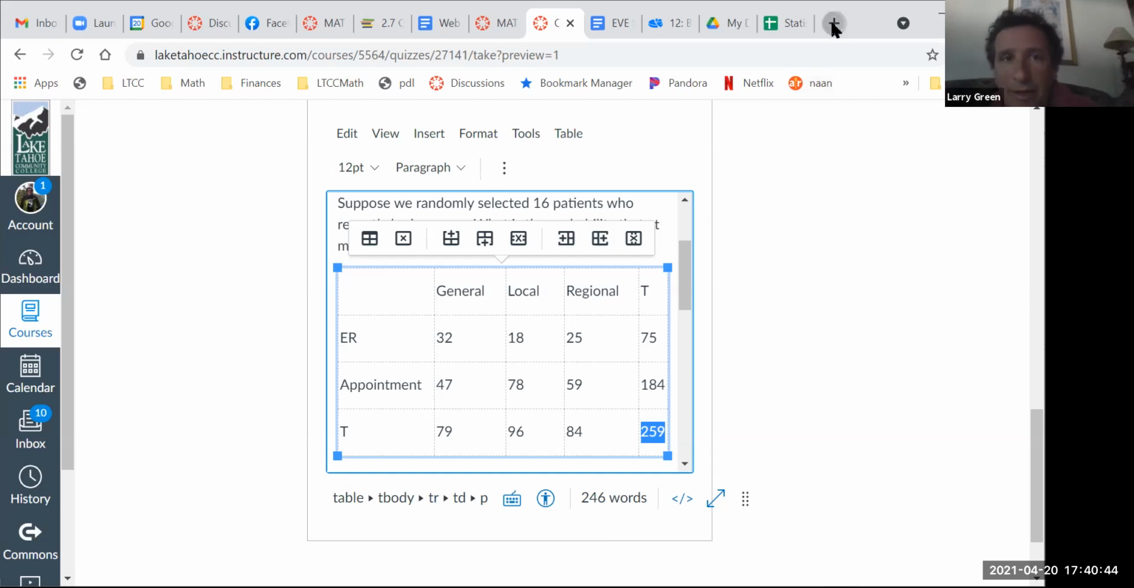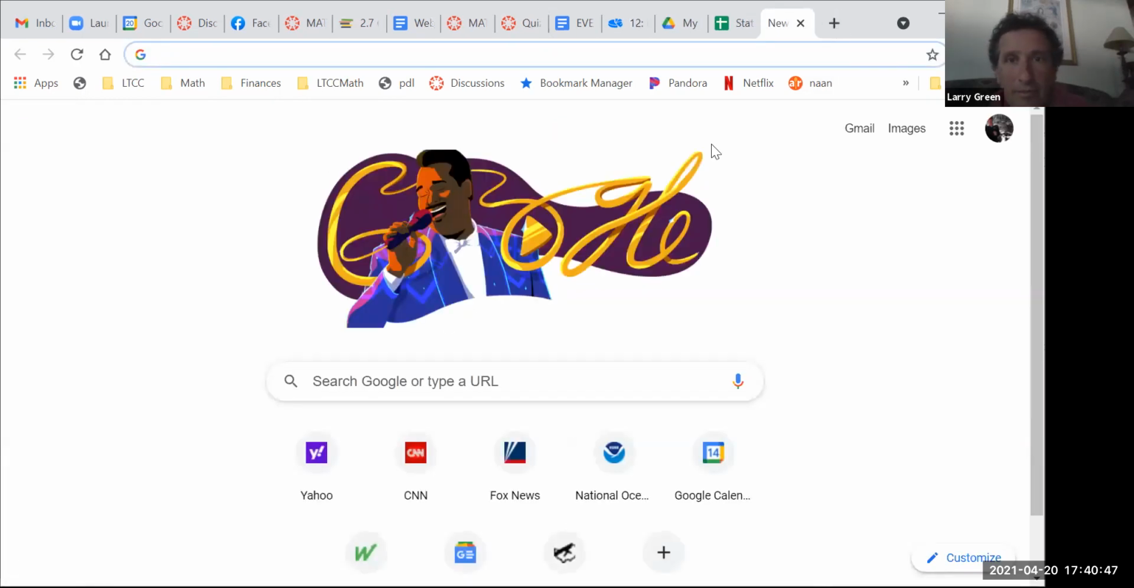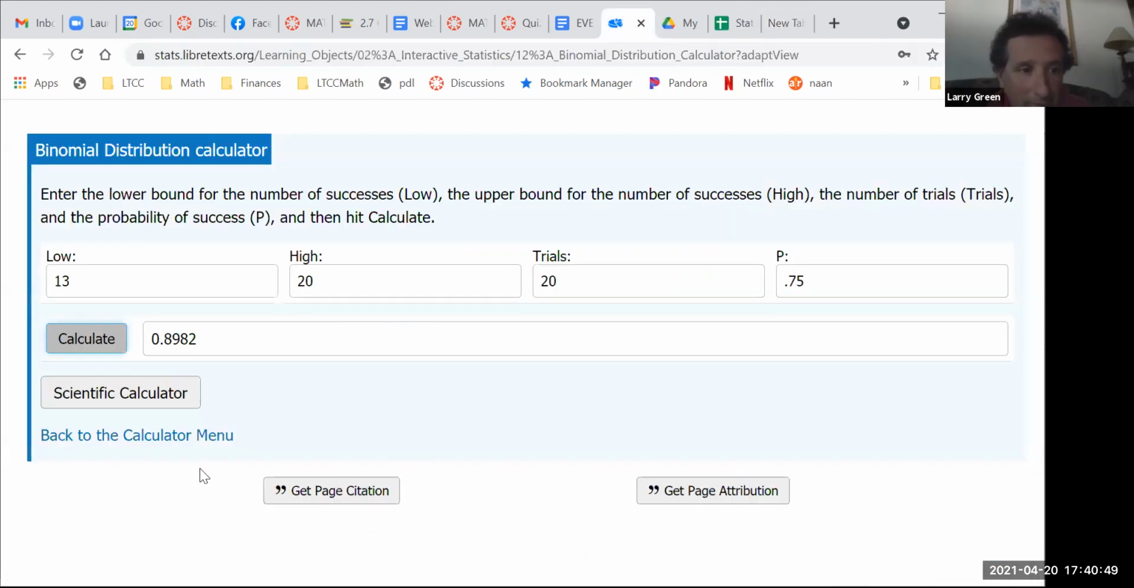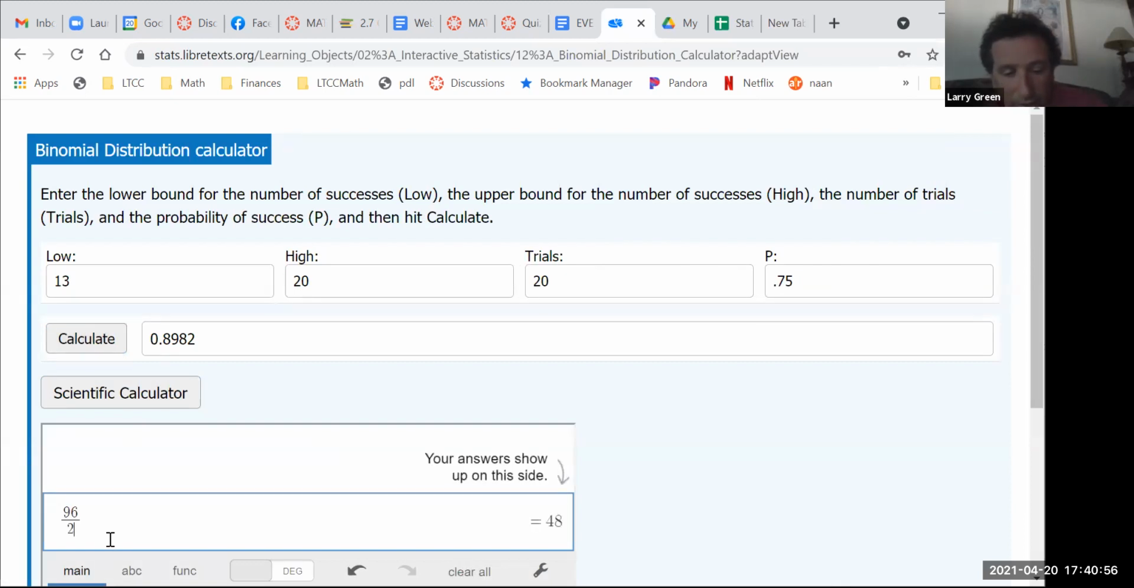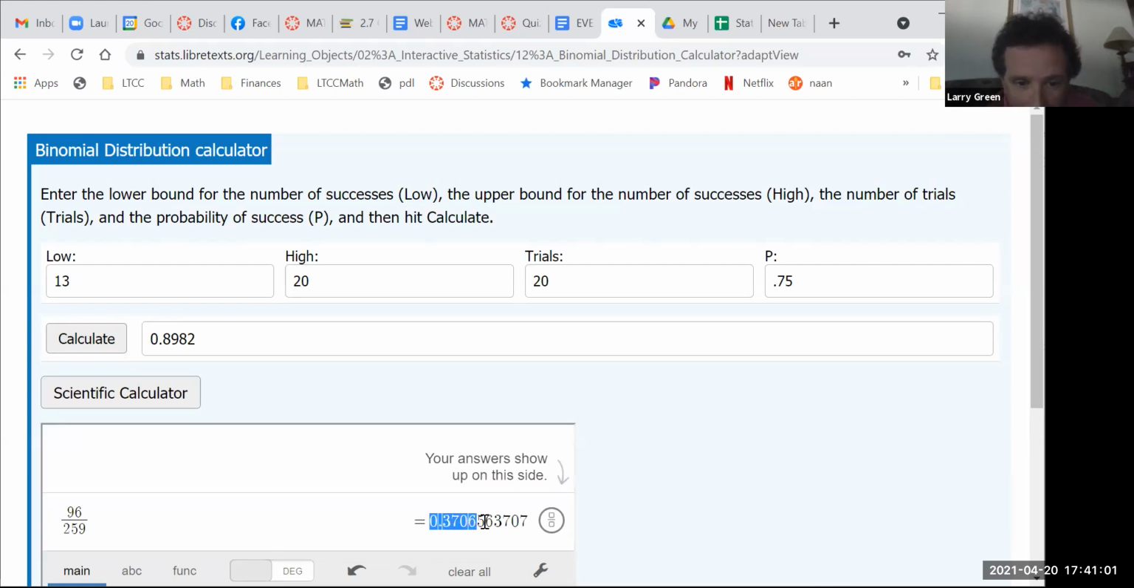What you'll need to do is, actually you could do it here. Click scientific calculator. You go 96 over 259, and that's 0.370656, whatever. So we can call that our P. So that's how you get P. Any questions on getting P? That's the chapter 3 part of this problem.